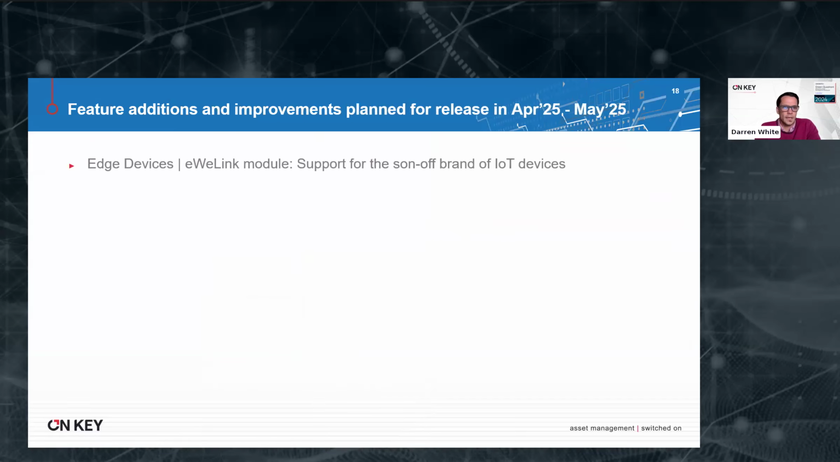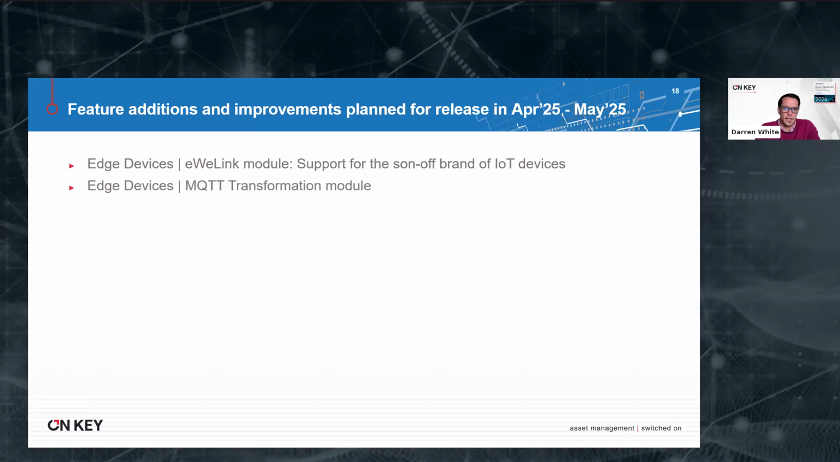Okay, what's coming up? Firstly, we want to support another brand of IoT devices called Sonoff. It's a more affordable brand of IoT devices, specifically for the facilities management space where there's a distribution of assets. And we want to develop a module that integrates with the eWeLink platform, and then collect that data and make that available on the IoT platform.